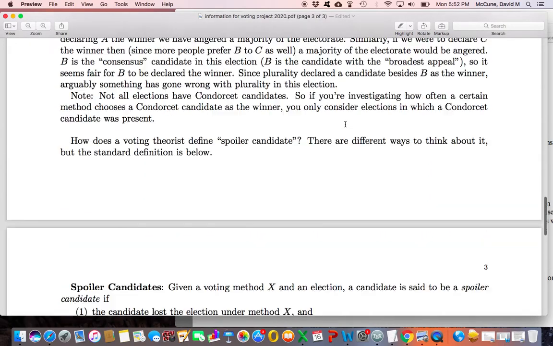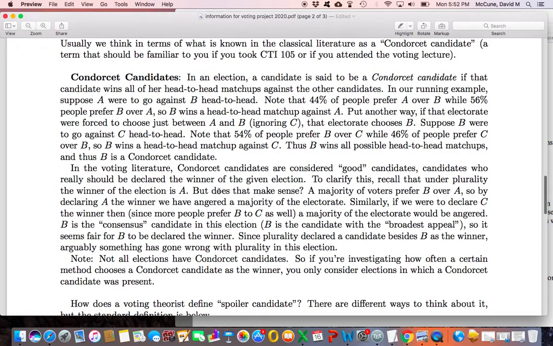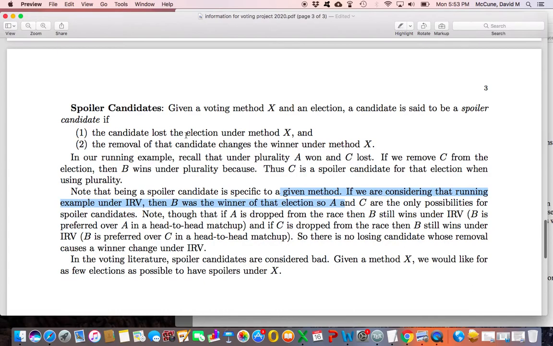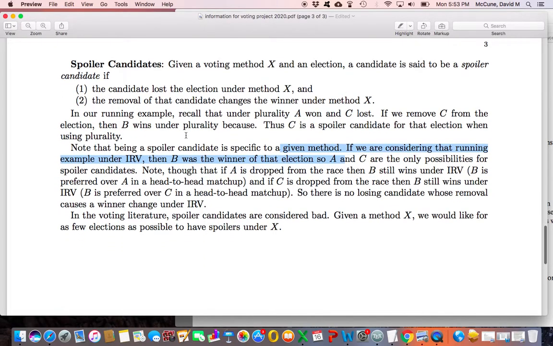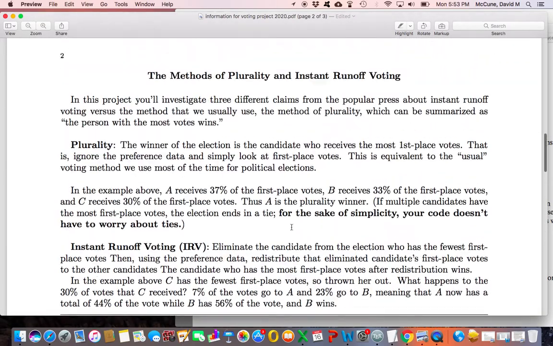This is in contrast to a Condorcet candidate. You can be Condorcet no matter what method you're thinking about. To be Condorcet just means that going straight up head-to-head against people, I win all of those matchups. Being a spoiler is different. Okay, the last thing to note is that in the voting literature, spoiler candidates are bad. This is not considered a good thing to have happen in an election. Given a voting method, we would like to have no spoilers under that method. Why is that? Why is this a bad phenomenon?